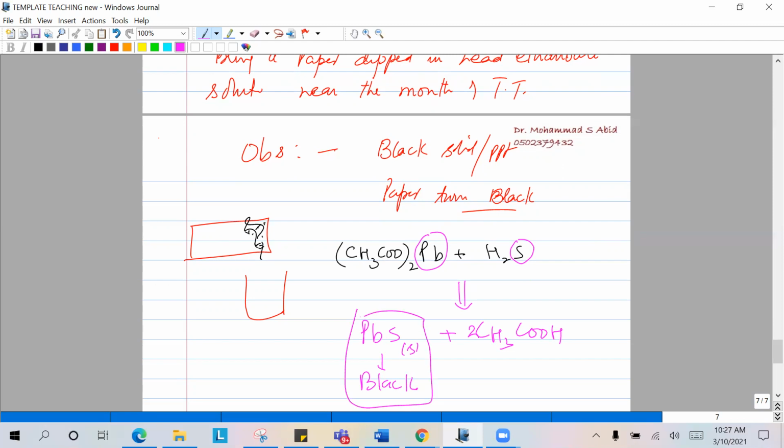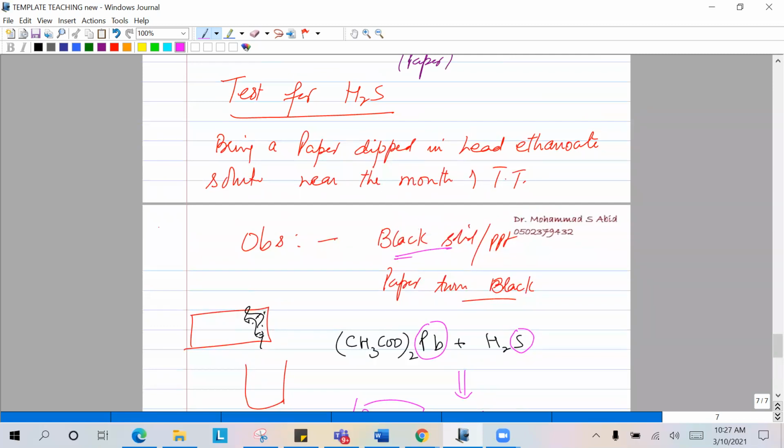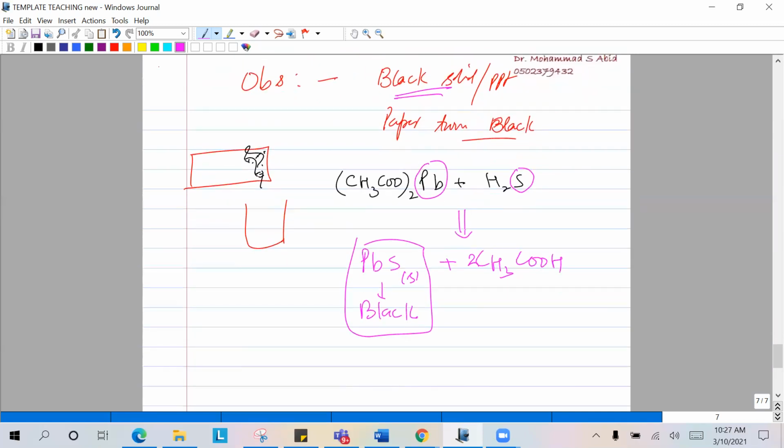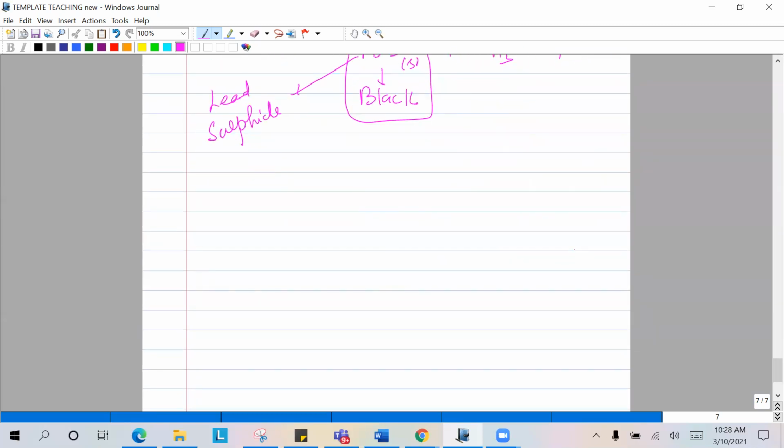In one of the exams, they have asked this reaction. They have asked, what is this black solid? So this black solid is PbS, which is lead sulfide, while the H2S is hydrogen sulfide. So that completes our reaction with concentrated H2SO4.